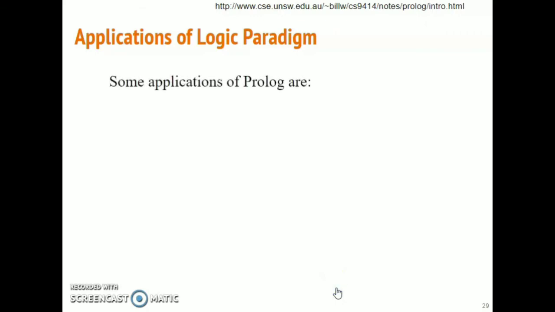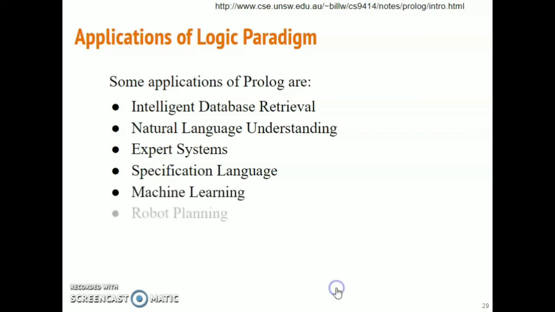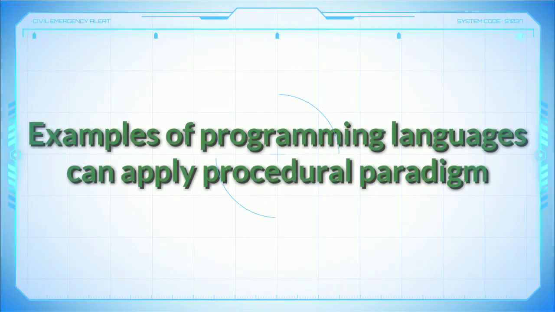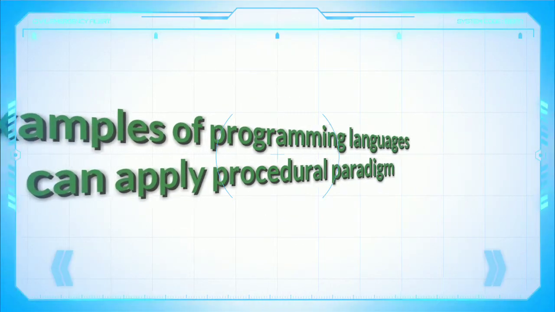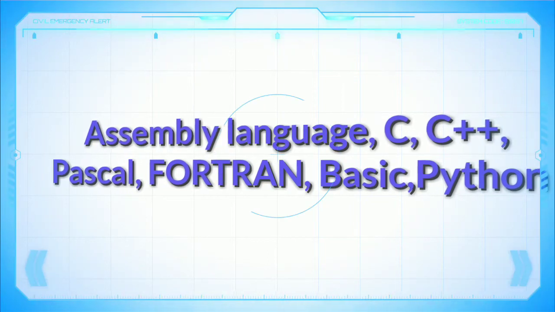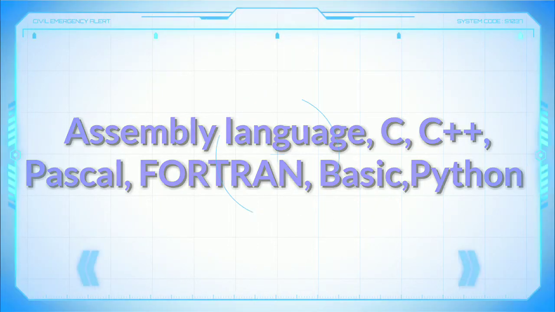Some applications of Prolog are intelligent database retrieval, natural language understanding, expert systems, specification language, machine learning, robot planning, automated reasoning, and problem solving. Most early programming languages support the procedural paradigm. Examples of programming languages that represent the procedural paradigm are assembly language, C, C++, Pascal, Fortran, BASIC, and Python.